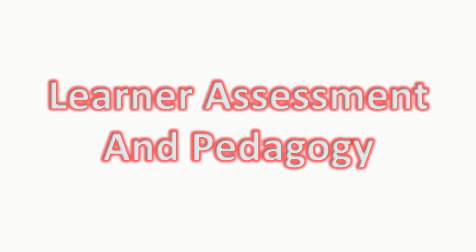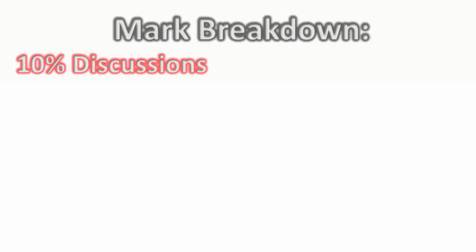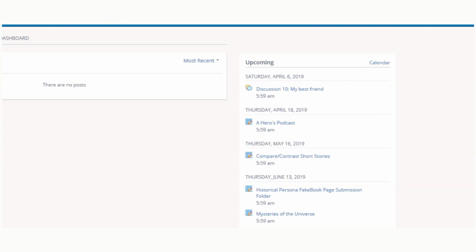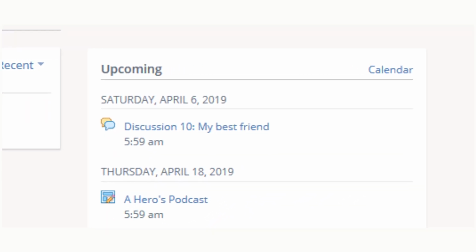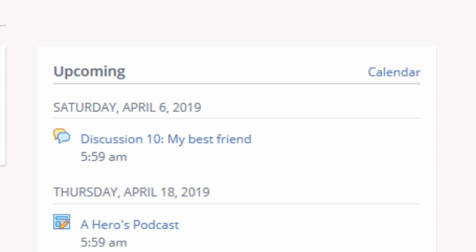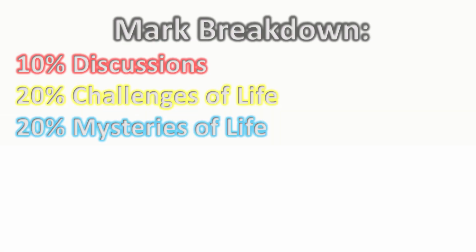Learner assessment. The mark breakdown of this course is as follows. 10% discussion. Discussions will be ongoing throughout the course and will allow students to share their knowledge and respond to each other's posts. The units Challenges of Life and Mysteries of Life will be worth 20% each. The assignments in these two units will be worth 40% of the final mark.